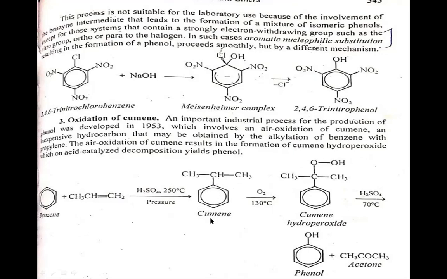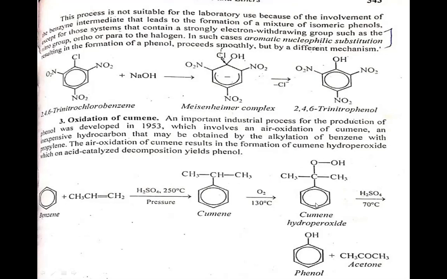Now the method which is for the preparation of phenol is oxidation of cumene. Oxidation of cumene, and this is air oxidation, that is oxygen from air comes and at a temperature of 130 degrees centigrade, when cumene is treated, it's converted into cumene hydroperoxide, that is two oxygens come here between this carbon and hydrogen. This carbon and hydrogen, two oxygens will come between them, oxygen oxygen and then hydrogen, and it's known as cumene hydroperoxide.